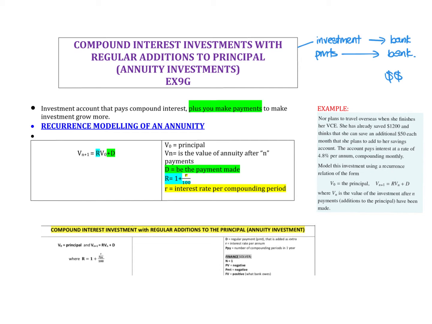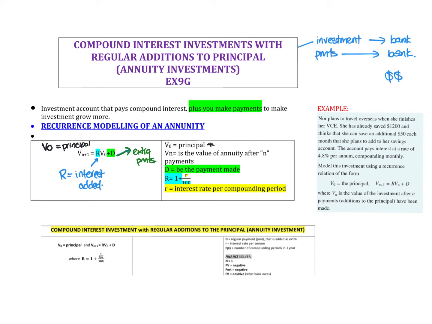All right, so when you have a recurrence model for that situation, we can see that this big R is the interest added, okay? And this D, where it says plus D, is the extra payments being added. Here, where it says we've constructed a recurrence model, the only thing missing is V0, which should be the principal, written over here. Is that just an accident? Yeah, I'd say so.